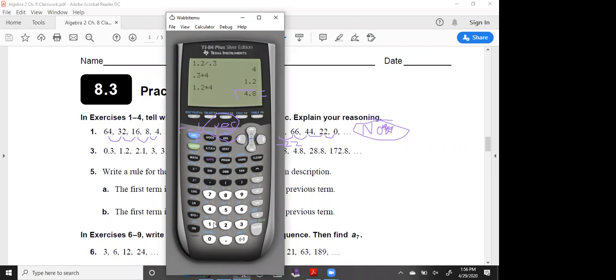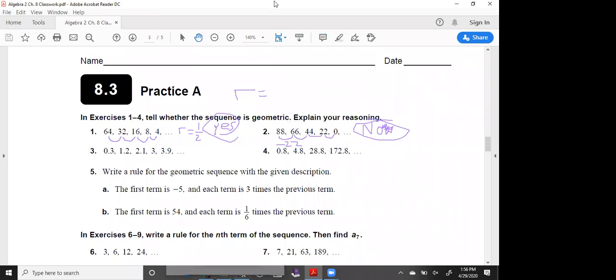Notice if I do the second term, 1.2 minus 0.3, I get 0.9. So 0.3 plus 0.9 is 1.2. 1.2 plus 0.9, that's 2.1. So we keep adding by 0.9, which makes it arithmetic, not geometric. So that one's a no.